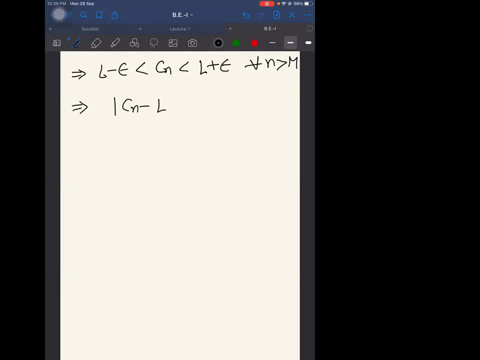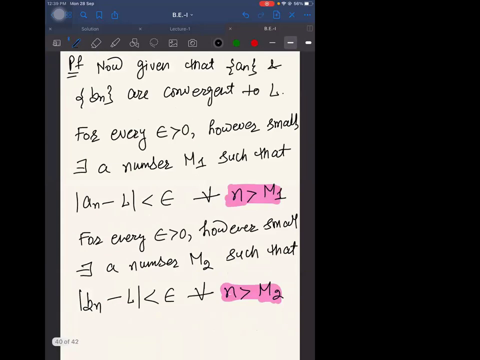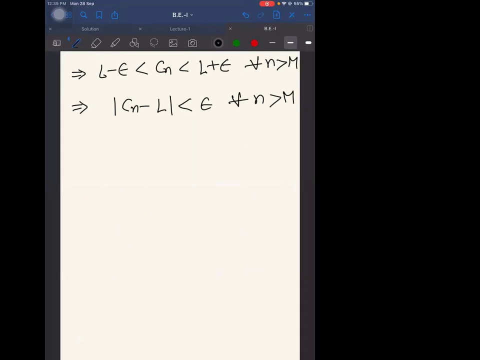I can simply go to the modulus form again. Can I write it in this form? Yes. So what does that mean? So you started with any epsilon positive, and now you say that there is a cutoff m so that it will happen, right? So that actually means what? That means cn is convergent to L. Is it okay? Is it fine?